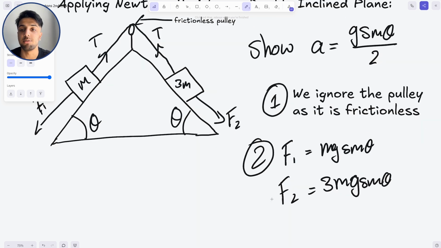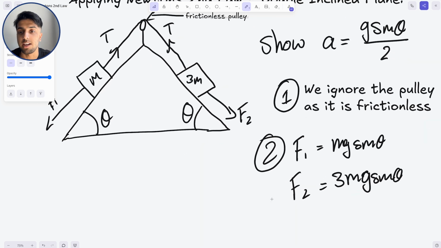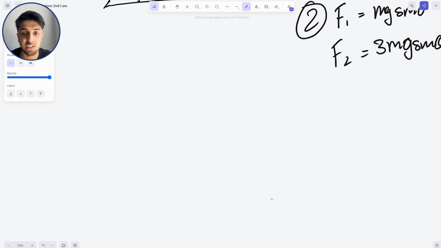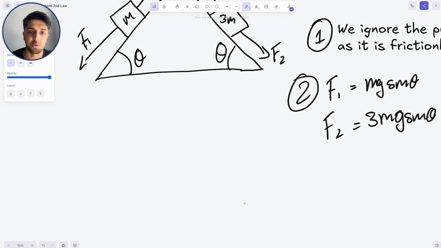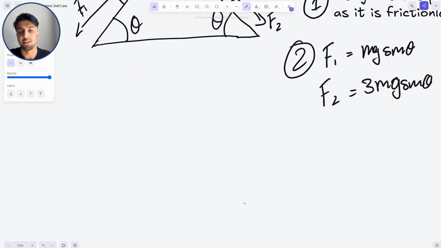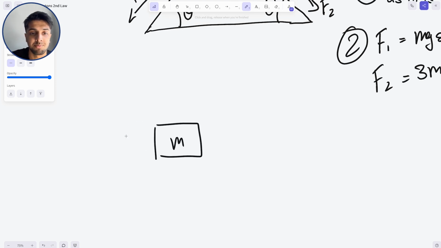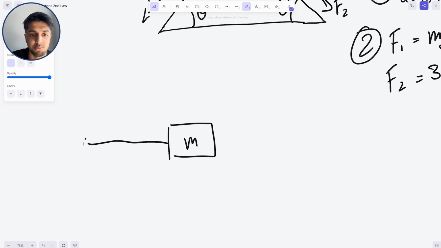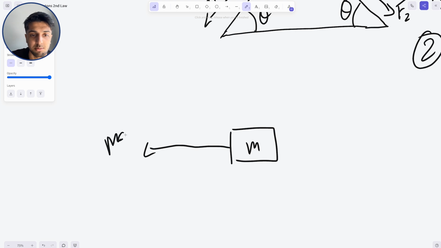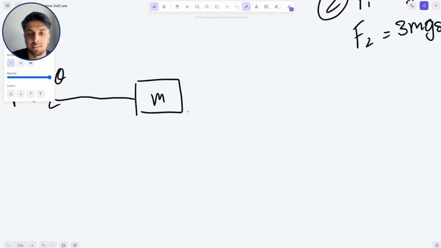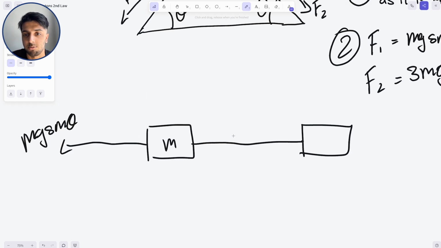So if we take our first point and ignore the pulley as it is frictionless, we can redraw this situation as just a straight line diagram, right? So we have one mass here. This is our m. And there is a force pulling it this way. This is equal to mg sine theta, right? This is our F1. And we have a string, which is holding it together.